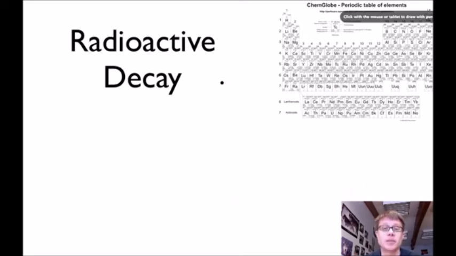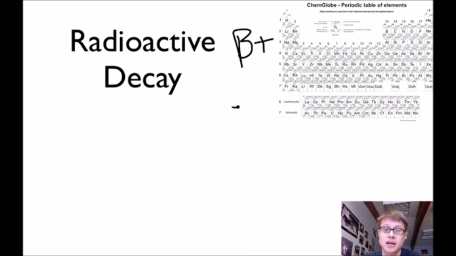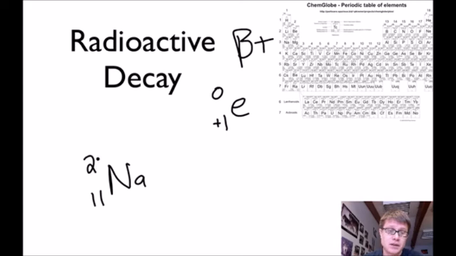Okay, let's do another type of decay. And this decay we'll do is beta plus decay. So what do you lose in beta plus decay? You're losing an electron, but this is a positron, so it actually has a positive 1 charge. It has a mass of 1. What's something that undergoes beta plus decay would be sodium. Sodium has an atomic number of 11 and a mass number of 22.